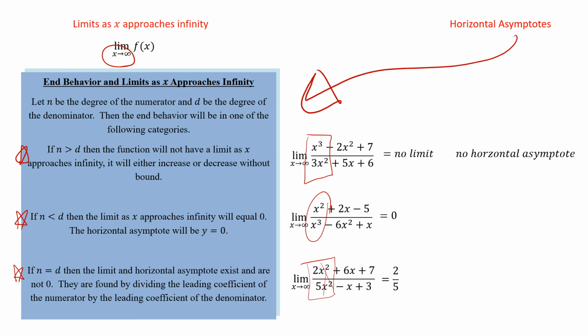It has an oblique or slant asymptote, but that's not what we're looking for. The second one, instead of the limit equals 0, y equals 0. Instead of the limit equals 2/5, y equals 2/5. And that's all there is to horizontal asymptotes. It's the same as limits as x approaches infinity. Same thing. How you write your answers is slightly different, but the process is identical.